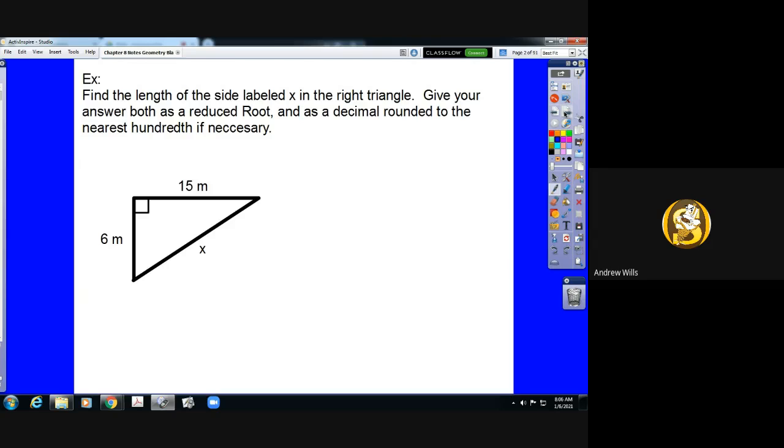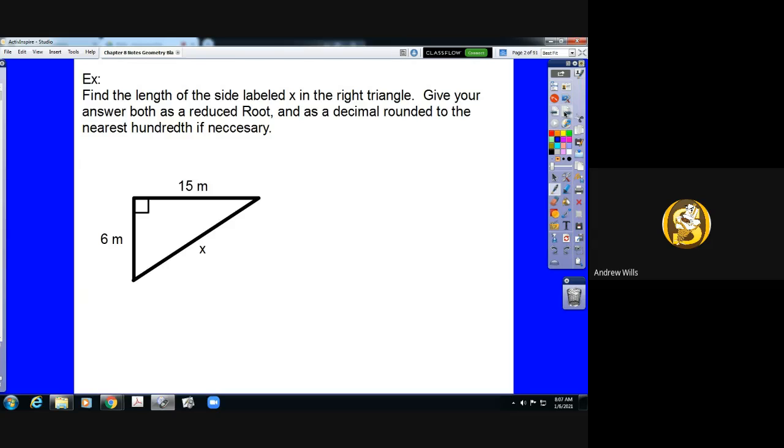Okay, so what we're going to do, first thing we need to do is figure out whether our missing side is a leg or a hypotenuse. So in the chat, please, would you tell me, is x in this particular picture a leg or the hypotenuse? So let's drop that in the chat for me. Okay, very good, very good, very good.